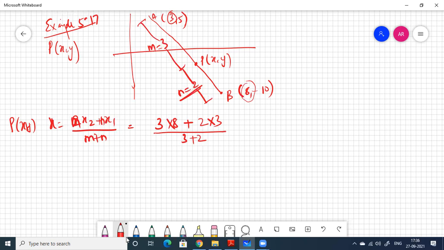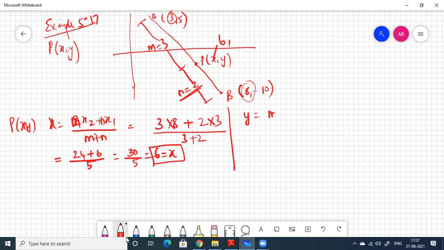So what that becomes? 3 into 8 is 24, 2 into 3 is 6, divided by 3 plus 2, how much? 5. So 24 plus 6 is 30. 30 divided by 5 will be 6. Okay, x equal to 6 you got. Let us find y the same way. y is equal to again m y2 plus n y1 divided by m plus n.